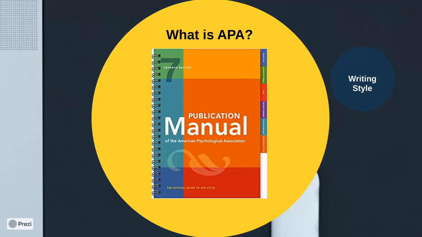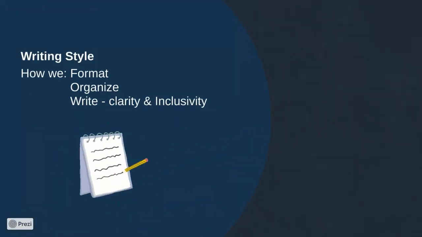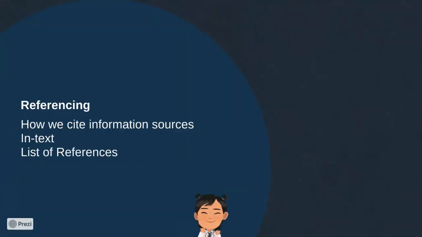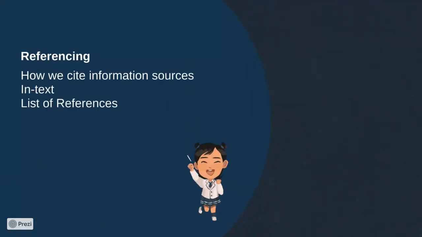APA addresses two major areas: writing style and referencing. Writing style focuses on the way in which information is communicated, including formatting, organizing, and writing clearly and precisely. The 7th edition introduced a student-specific paper format for the first time and updated language guidelines to be more inclusive and bias-free. Referencing is concerned with the way in which information is cited, including in-text citations and the list of references at the end of the work.